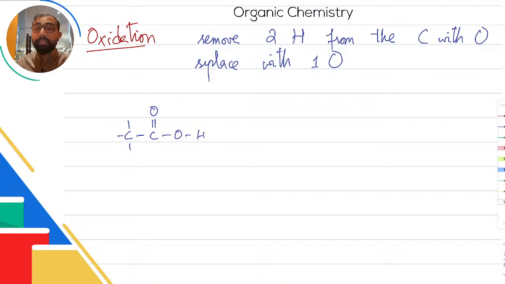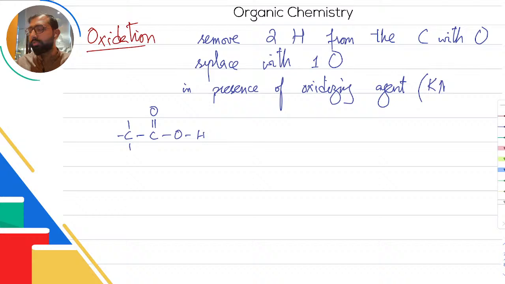So KMnO4 is an excellent oxidizing agent. So we will need, in the presence of an oxidizing agent, KMnO4. It's a strong oxidizing agent. There are many others, but this is the one in our syllabus. You need to know that when this reacts, it goes from purple to colorless. And this is the reaction that's happening.